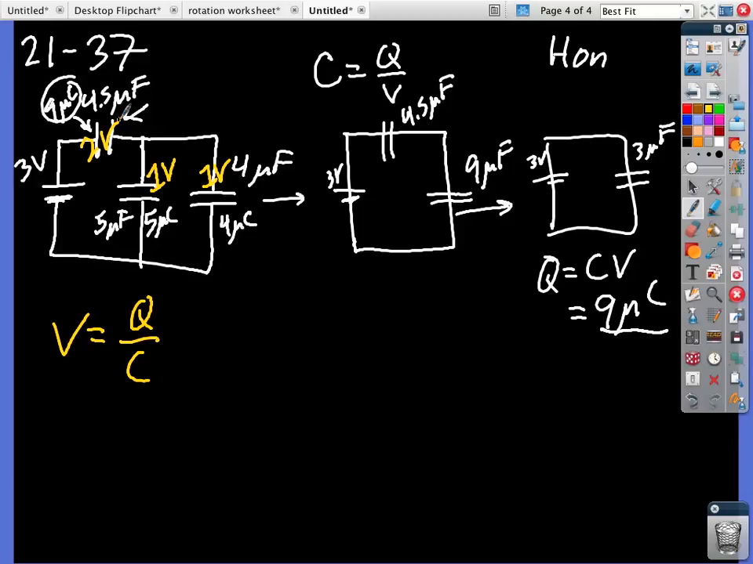9 microcoulombs, 4.5 microfarads. That's 2. We're good. And that, ladies and gentlemen, is that problem. Questions? No, of course not. All right, we'll move on to the next problem.